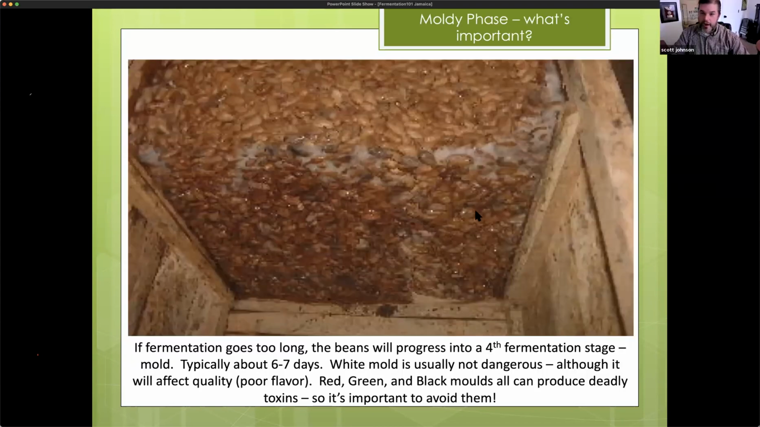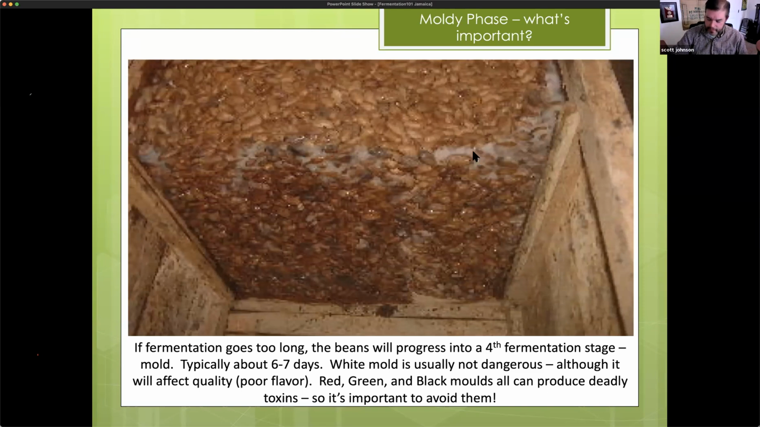Okay, so we've talked through a couple of the different phases. We've talked through the lactic phase, we've talked through the acetic phase, and of course the moldy phase is what we want to avoid. And so this is a fermentation that is right at the edge of 7 days, and you can see that we're starting to get some mold here along the side. Sorry for the grainy picture. This is one I took in Asia someplace years ago. I didn't have a very good camera, but we've got some white mold that's developing along the edges here.